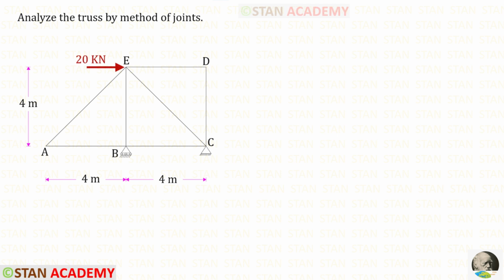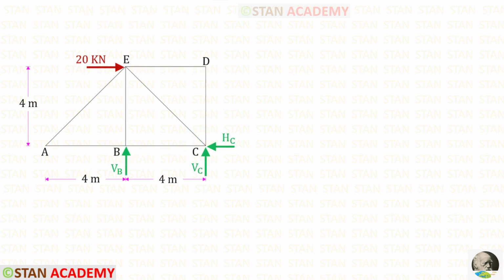In this truss, in the point B, there is a roller support and in the point C, there is a hinged support. In the roller support, there will be only one reaction. Here, there is only vertical reaction. And in the hinged support, there will be two reactions, horizontal and vertical. We can apply the rule sigma H is equal to 0 and find HC.